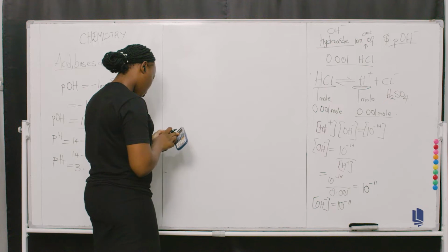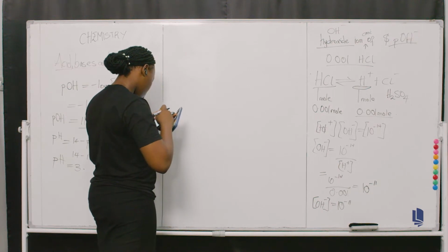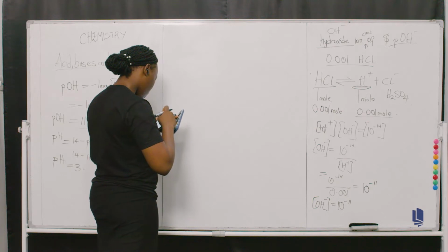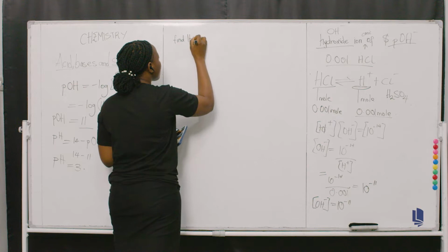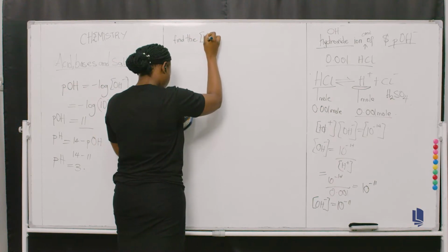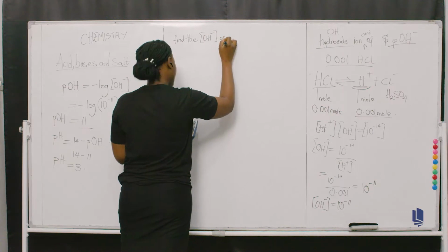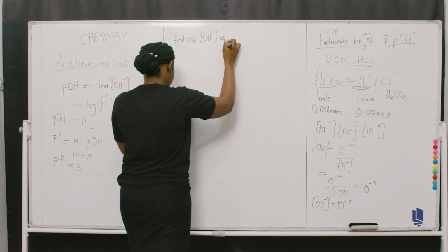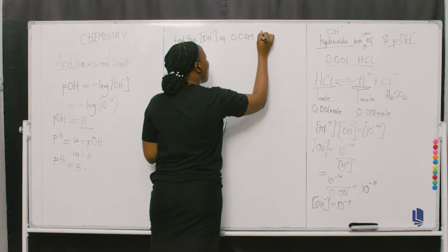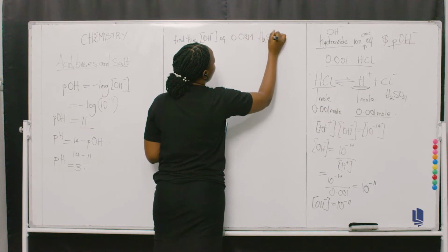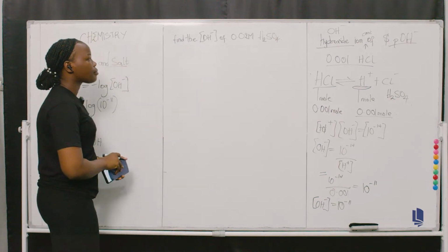Let me check the question here. Okay. Find the pH of 0.02 molar H2SO4. That's tetraoxosulfate(VI) acid.